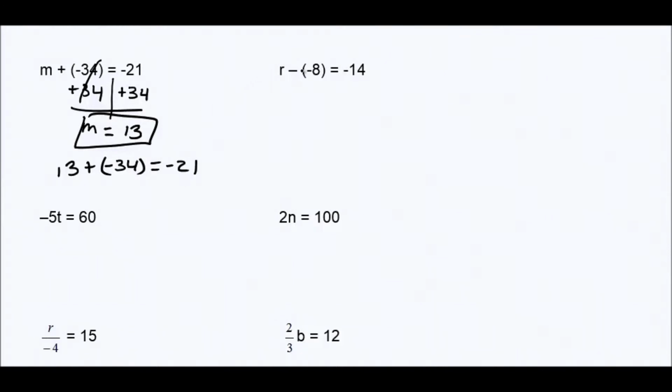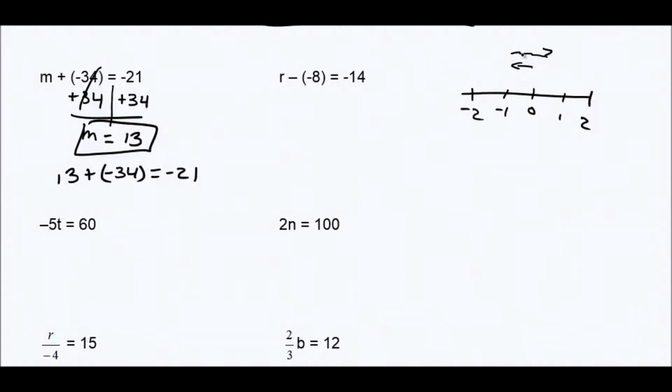Okay, let's continue. So when you subtract the negative, let me just go over this. Let me just draw a little number line. 0, negative 1, 1. Let me just put negative 2, 2. Okay. So when you subtract a negative, subtracting means this way. So you're walking this way, but then you're subtracting a negative. So you're facing this way, and then you start going backwards. So you're really going positive. So when you're subtracting a negative, what you really mean is positive.